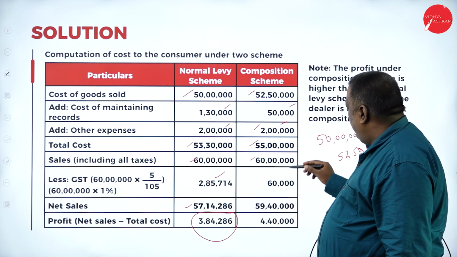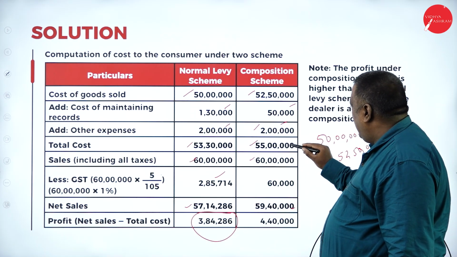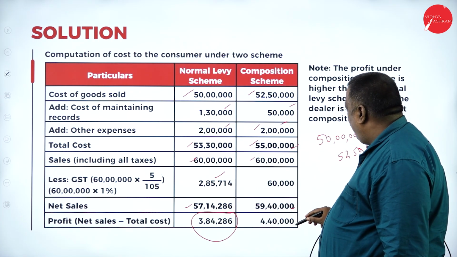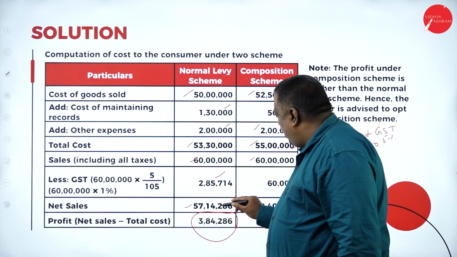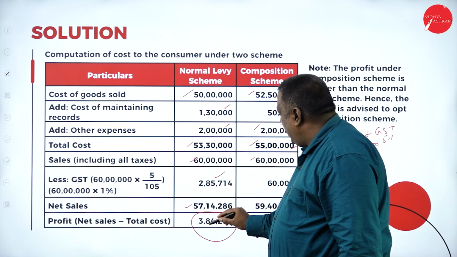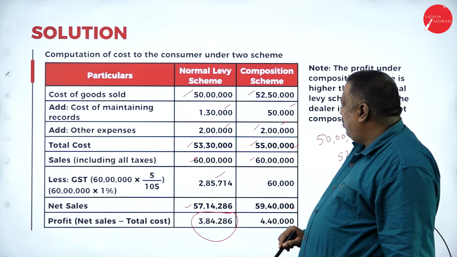60 lakhs we have here, 59 lakh 40 and 55 lakh. So total profit will be for us 4 lakh 40,000. Under the normal scheme, 57 lakh 14,286 minus 53 lakh 30,000, so 3 lakh 84,286 is my profit.